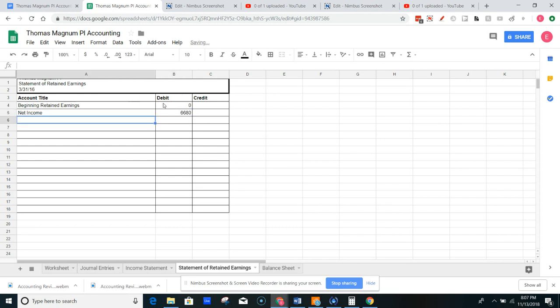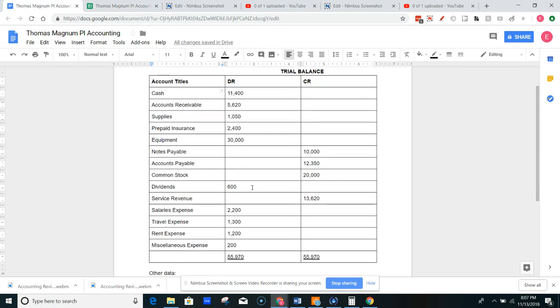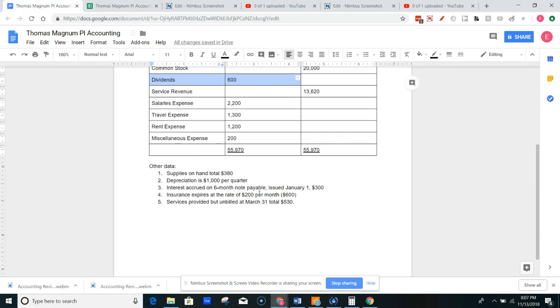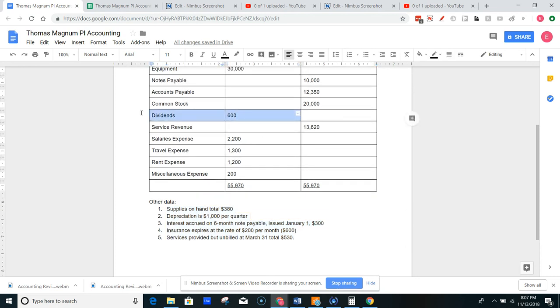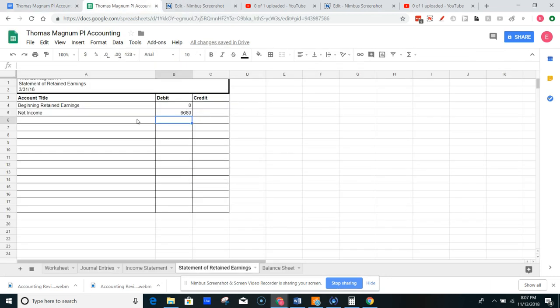And there we go. So I know it's going to be beginning retained earnings plus my net income minus my dividends, right? So I come over here and I find my dividends. My dividends are $600, and we didn't add any dividends. There's no changes, no adjustments there. So it's going to be minus my dividends. Here I do dividends and put that in the credit, $600. You can also put it here in parentheses. Either way, dividends are going to be subtracted. So all of that together will be your ending retained earnings.